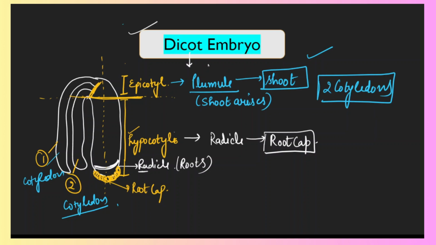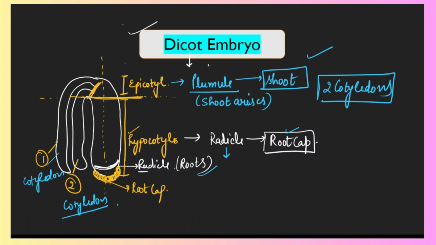What is the function of hypocotyle? Hypocotyle forms the radicle part. Radicle is the part from where the roots arise. So the covering of the root is root cap. Epicotyle forms the plumule part. Plumule will form the shoot system.